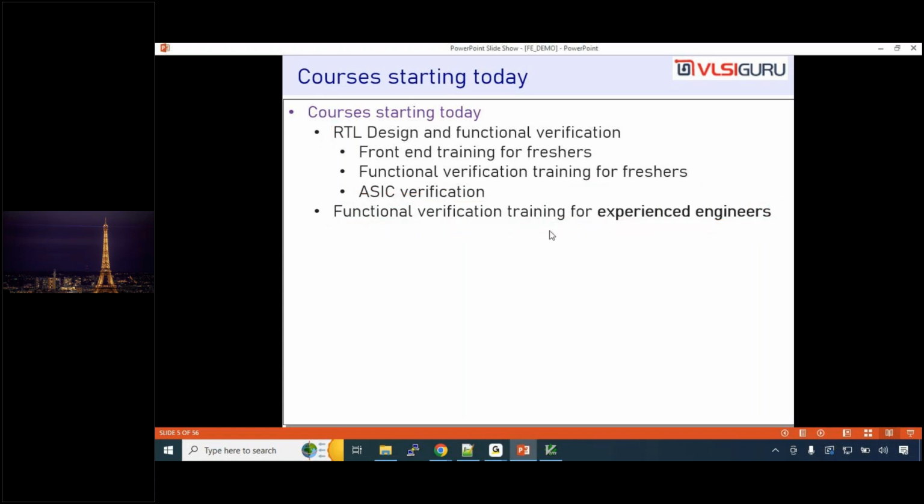Other than that, we are also starting today Verilog for design and verification, and SystemVerilog for functional verification. Now, who is the target audience for this? I mean, whom we are expecting to enroll for this course is people who are pursuing their BTech third year, BTech fourth year, or MTech first year.